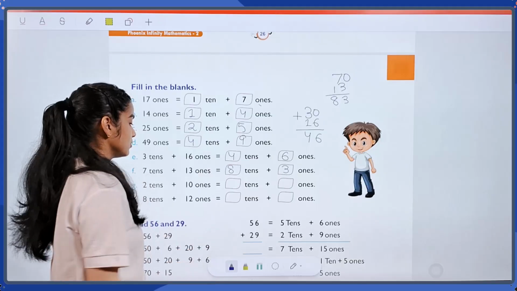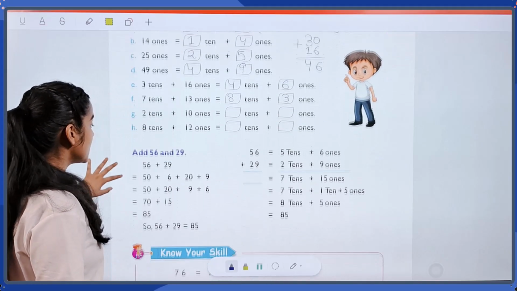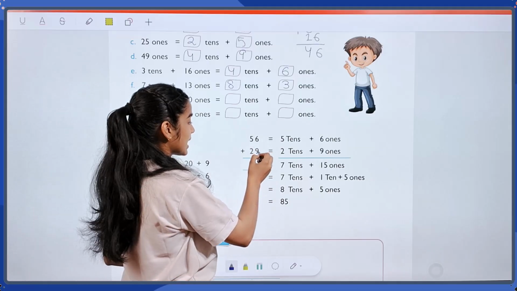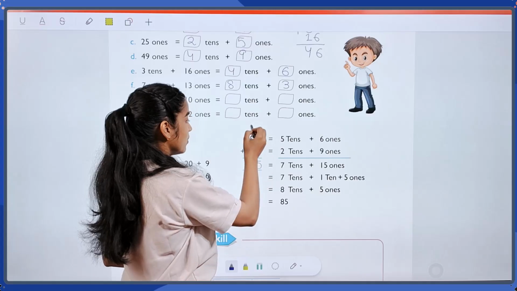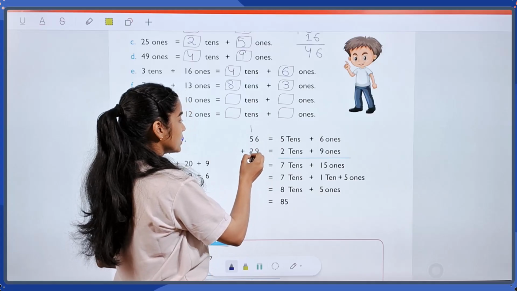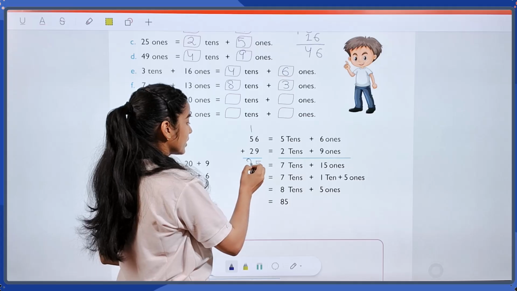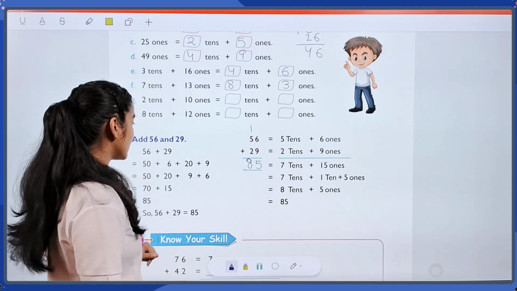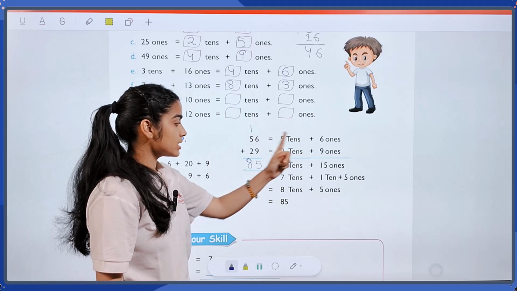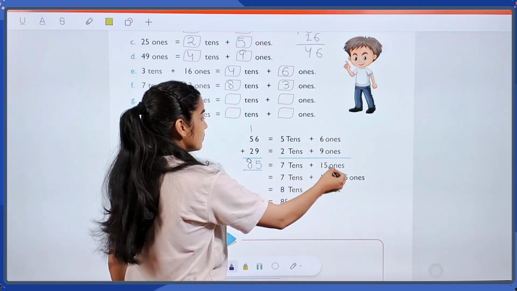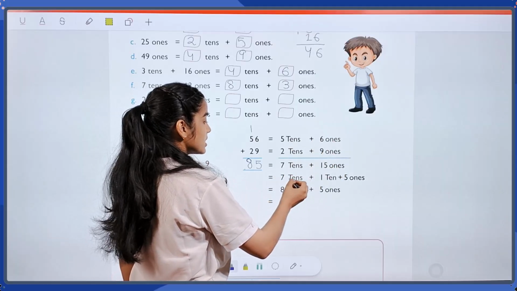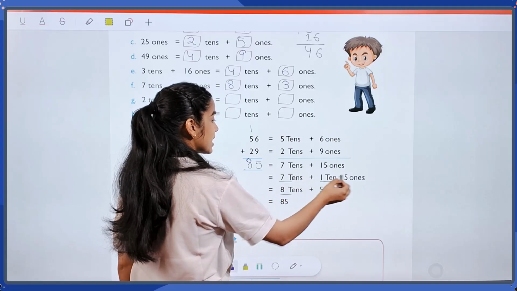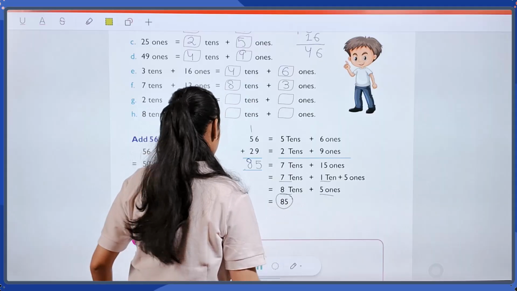So in the same way you have to solve the rest of these two questions. Now add 56 and 29. 6 plus 9 is 15. 1 you have here. 5 plus 2 is 7, plus 1 is 8. So 56 plus 29 is 85. Now you can write it as 5 tens 6 ones and 2 tens 9 ones, which is 15 ones and 7 tens. So 7 tens and 1 ten is 8 tens and 5 ones. So your final answer is 85.